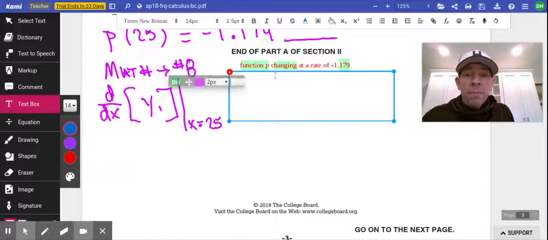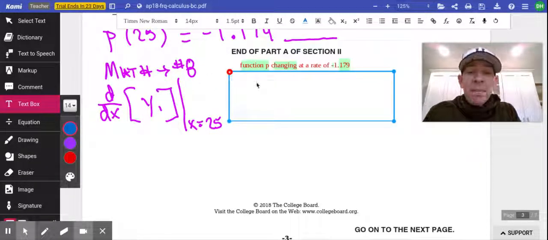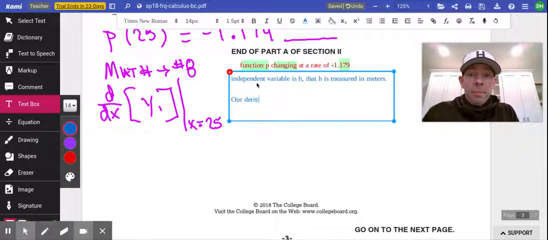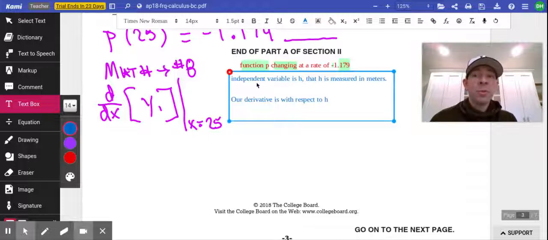So when you think of function P, the independent variable is H, which is weird. We're used to it being an X or a T, but for some reason, the independent variable is an H. And that H is measured in what? Meters. Okay. So our derivative was taken with respect to H. Our derivative is with respect to H. P prime of 25 was us deriving P of H with respect to H. All right. And that H is measured in meters.